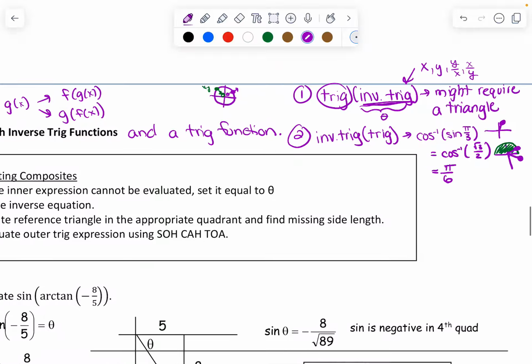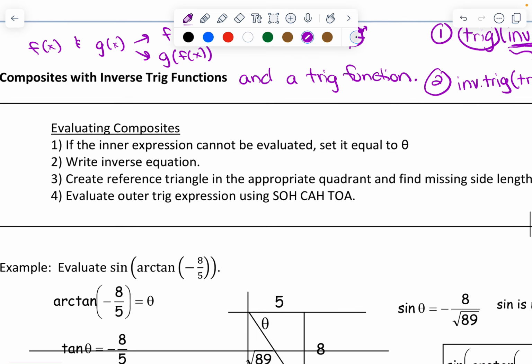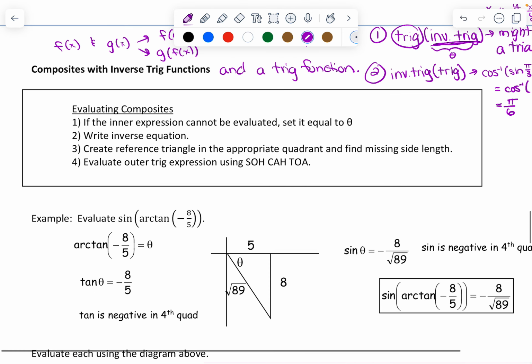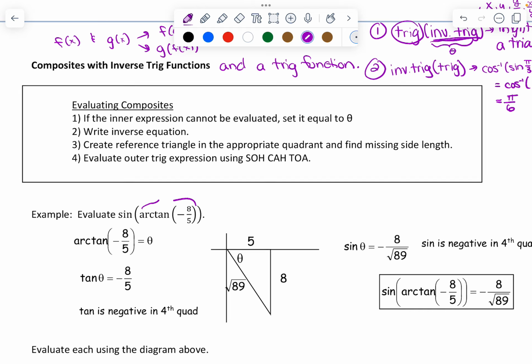So what happens when you are in that first scenario? Well, the first step is, if the inner expression cannot be evaluated, set it equal to theta. That means it's not a standard coordinate on the unit circle. The output for inverse trig is theta, which means the input is going to be coordinate points. So if I think of tangent, SOHCAHTOA, tangent is equal to opposite over adjacent.